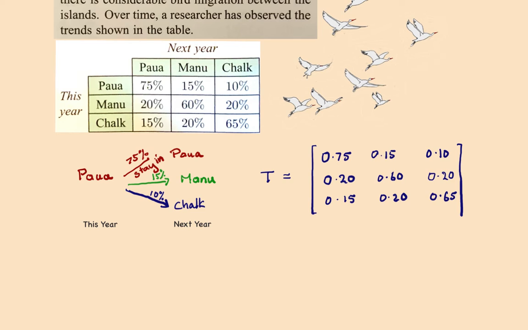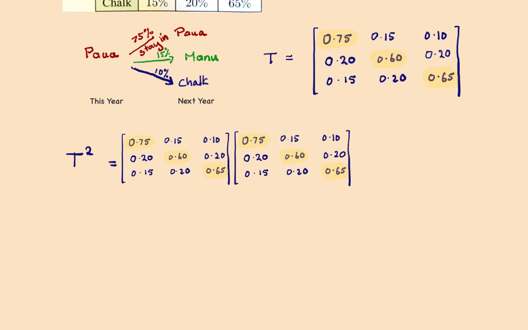And can you see that 75% of the birds in Pau still stay in Pau, 60% of the birds in Manu still stay in Manu, and 65% of the birds in Chalk still stay in Chalk next year. And if I multiply these two transition matrices together, I will know the migration pattern of the birds over the next 2 years.